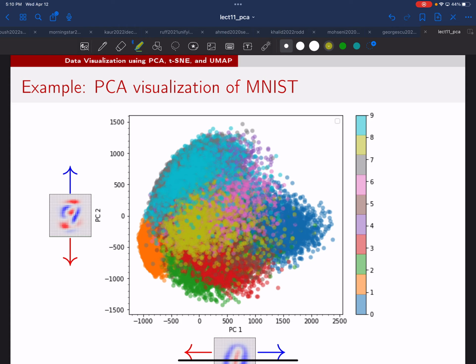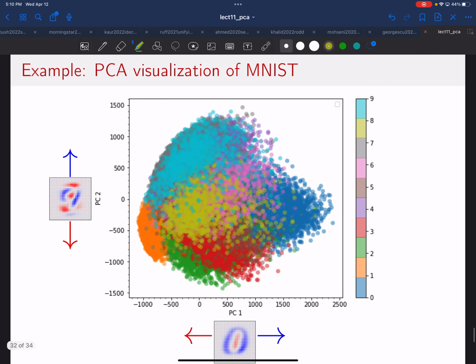So if you remember MNIST, I'm trying to remember how many features. There's like 384 or something. It's several hundred features in MNIST. And what if we squashed MNIST down to 2 dimensions? And then for each point, we colored it according to the class. So you get this picture. Like all the zeros are here, all the ones are here, all the twos are here, and so on.